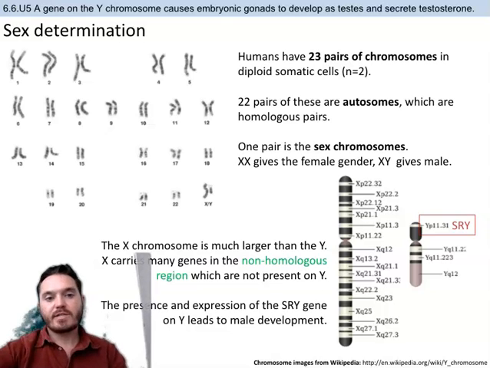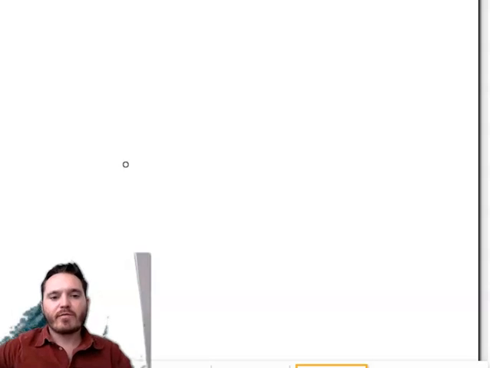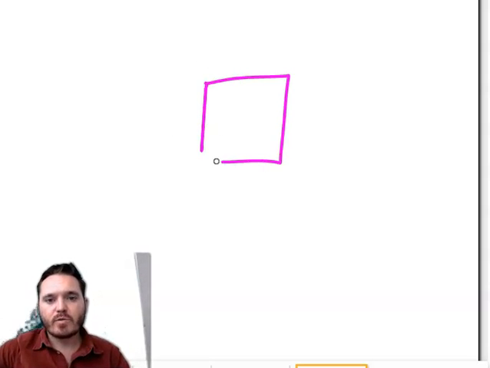Next topic that we're going to discuss is a gene on the Y chromosome that causes the embryonic gonads to develop as testes and secrete testosterone. So this is all involved in sex determination. Maybe you remember from our genetics unit the use of a Punnett square to determine sex in offspring.